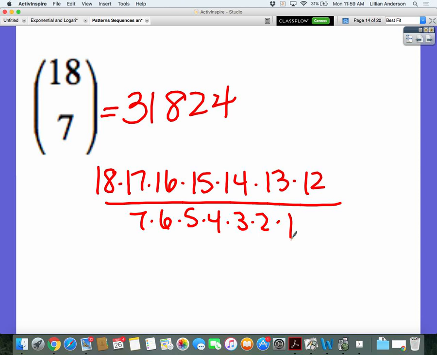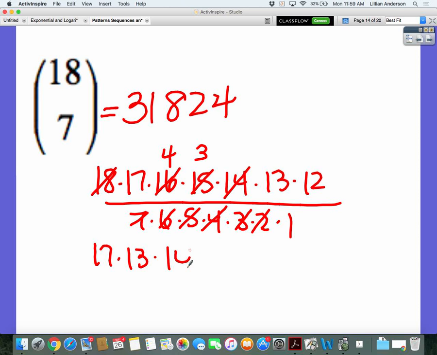In all honesty, I'll probably try to take out the bigger numbers to make these a little easier. So 6 times 3 gives you 18. I would have also taken 7 and 2 to get rid of 14. I would have divided this to get 3 and this to get 4. So in that way I would have had 17 times 13 times 144.